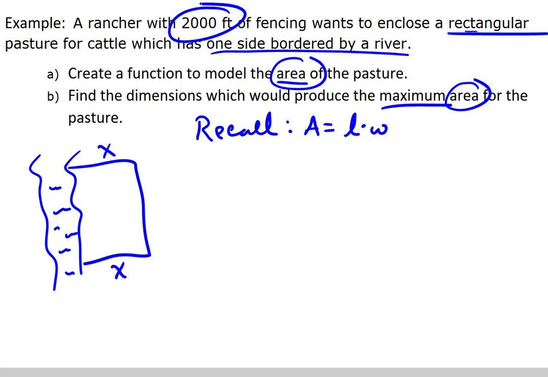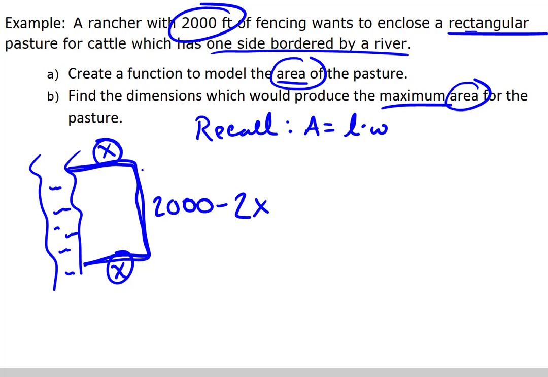Now, think about this for a second. We're fencing in three sides of this rectangle, and we're going to use up probably all the fence so we can make this thing as big as possible. So if we've already used x here and x here, the top and bottom of our rectangle, how much fence is left for this other side that's parallel to the river? Well, it would be the total amount we started with, 2,000, minus what we've already used up, which was x and x, so we could say minus 2x.